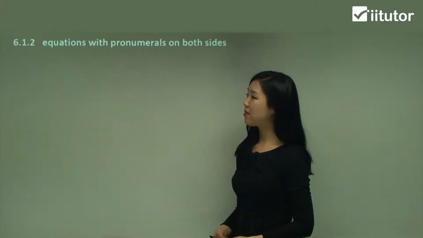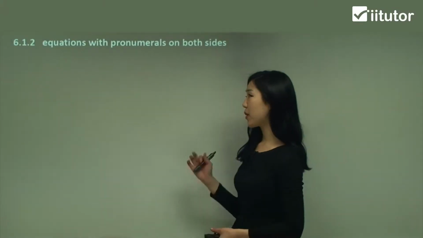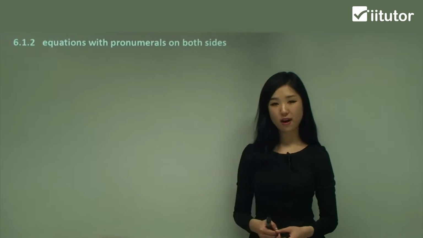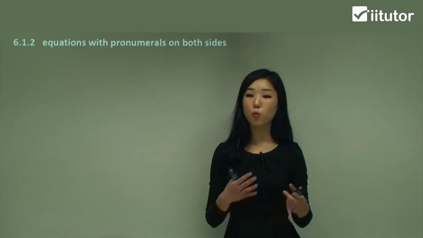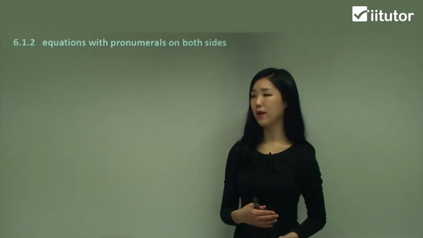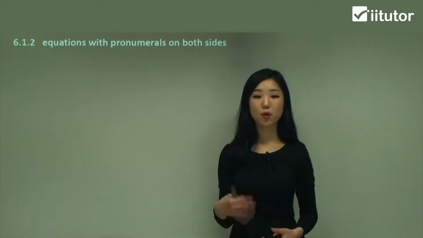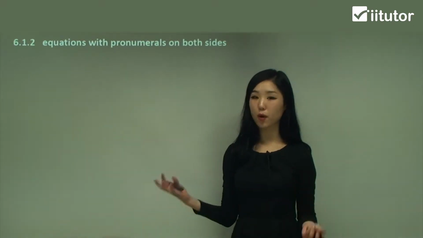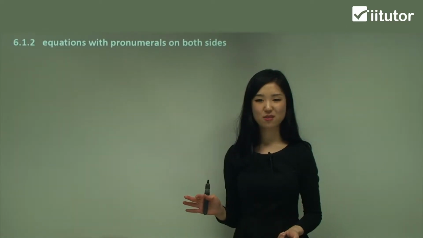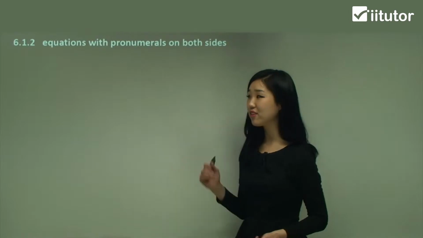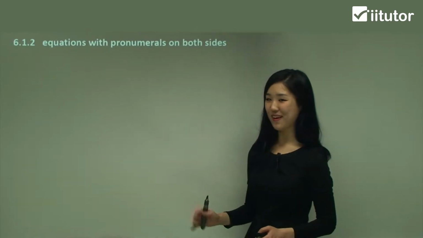Hey guys, now we'll go on to part 2, which is equations with pronumerals on both sides. So in the previous part, we've only had an equation with pronumerals on one side, which is a simple equation, but now we'll have some equations with pronumerals on both sides. But it's pretty much the same thing, there's nothing more difficult about it, so have a look and see how easy it is as well.